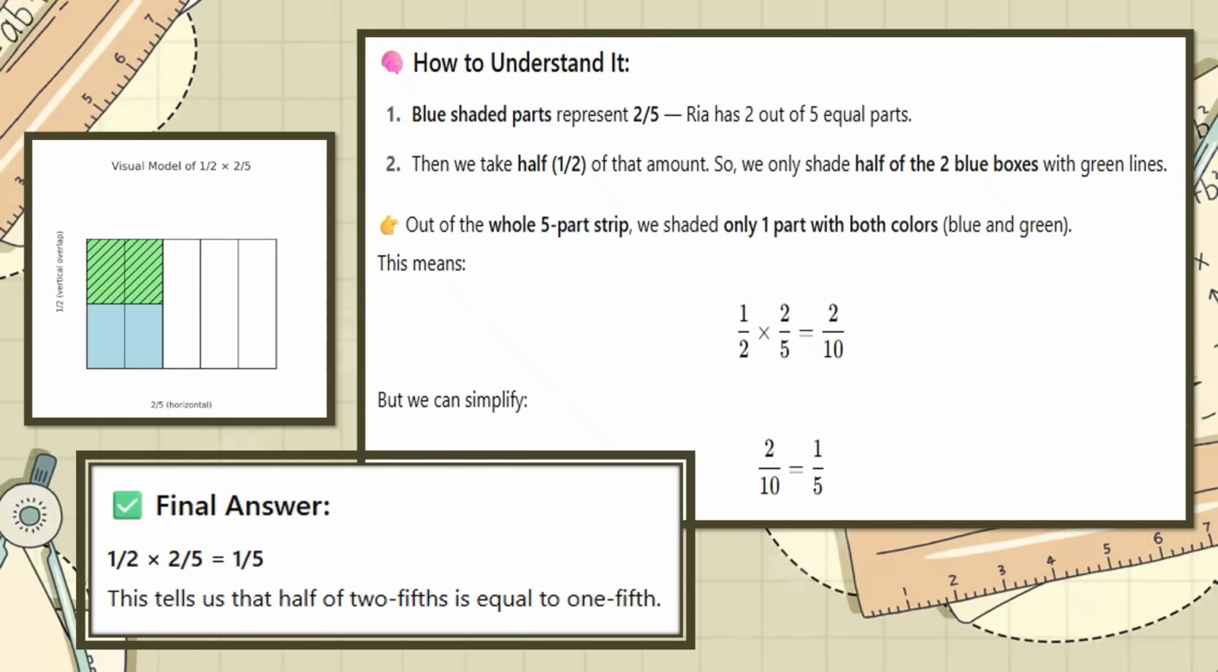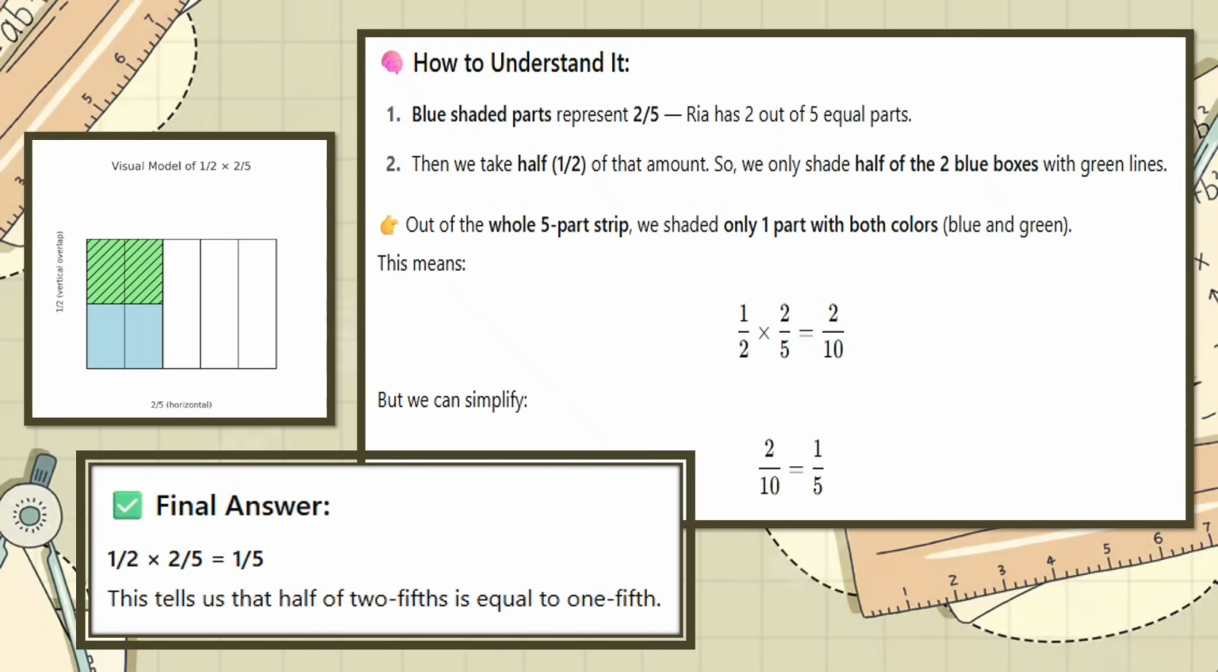Blue shaded parts represent 2/5. Rhea has 2 out of 5 equal parts. And then we take 1/2 of that amount. So we only shade half of the blue boxes with green lines. So out of the whole 5-part strip, we shaded only 1 part with both colors, blue and green. So this means 1/2 times 2/5 is equals to 2 over 10.